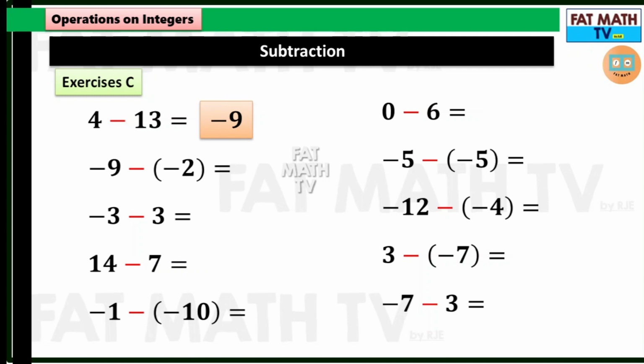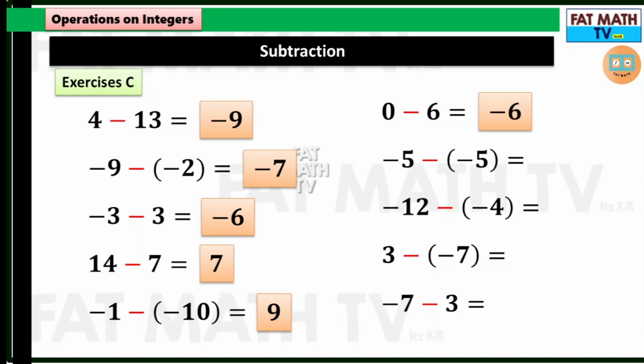Negative 9 minus negative 2 is going to be negative 9 plus positive 2. That's negative 7. Negative 3 minus 3 is going to be negative 3 plus negative 3. That's negative 6. 14 minus 7 is 7. Negative 1 minus negative 10 is going to be negative 1 plus positive 10. That is positive 9. 0 minus 6 is 0 plus negative 6. That's negative 6. Negative 5 minus negative 5. That's going to be negative 5 plus positive 5, which is 0.